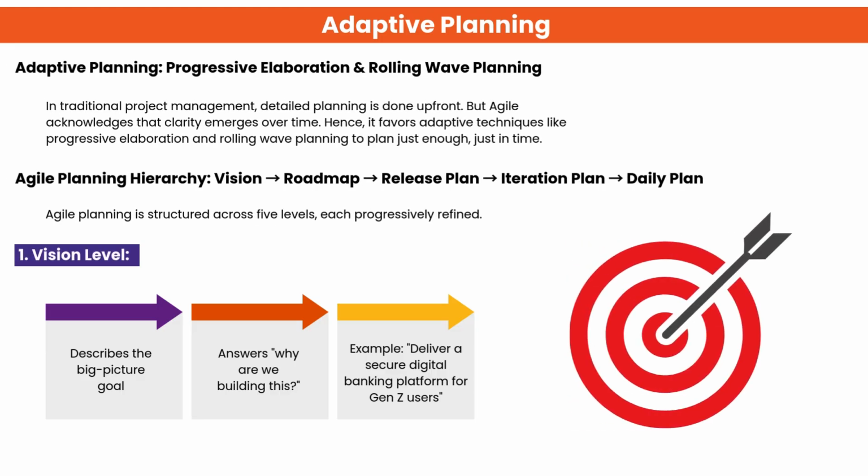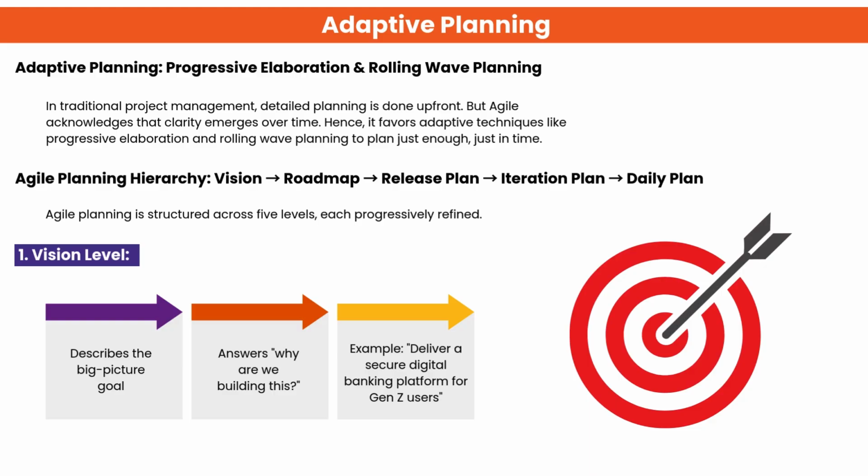Agile uses adaptive planning, which means plans evolve as clarity emerges rather than being fixed up front like in traditional project management. Techniques such as progressive elaboration and rolling wave planning help teams plan just enough, just in time.